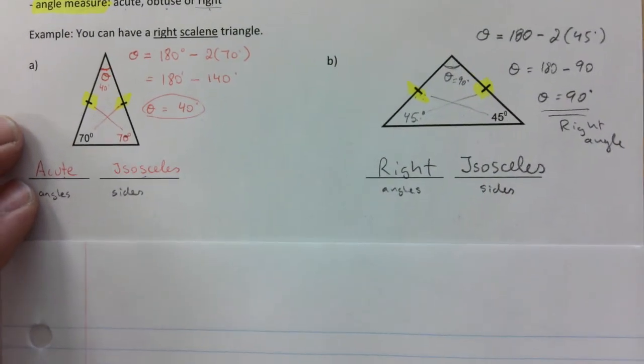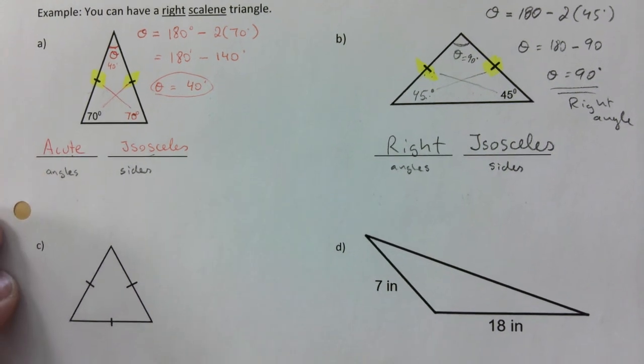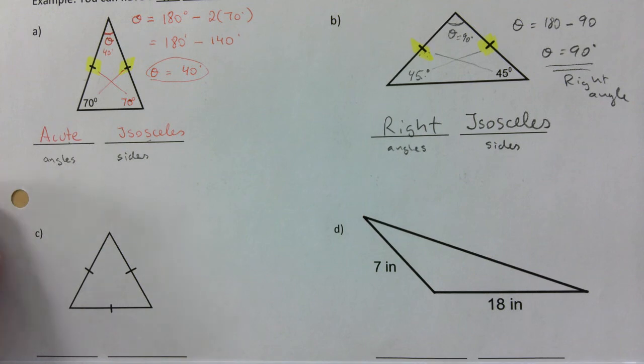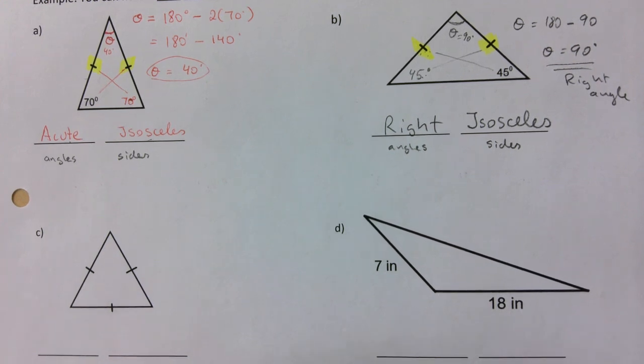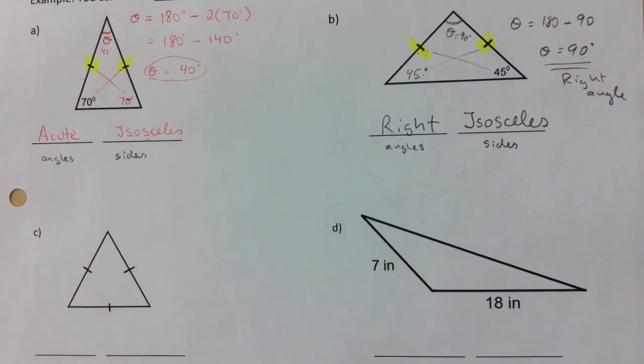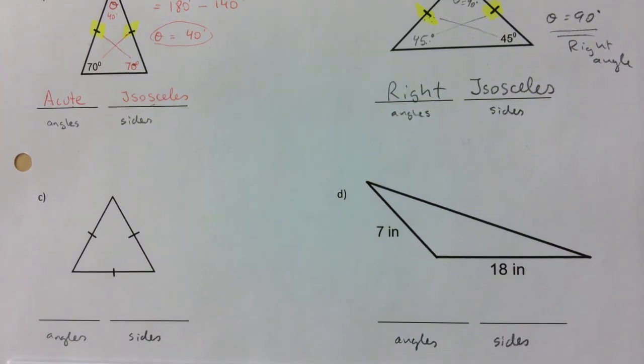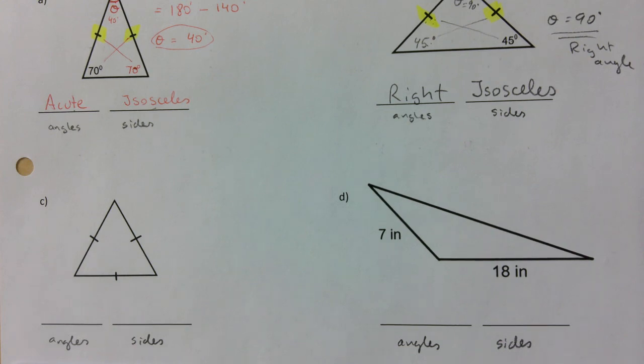I'm going to scroll down and write down these two as well. And just by observation, see if you could name it. You don't really have to show a whole lot of work. You just have to see, would you be able to name it, based on angles and sides? So copy that down, give it a try. I'm just going to respond to an email here.